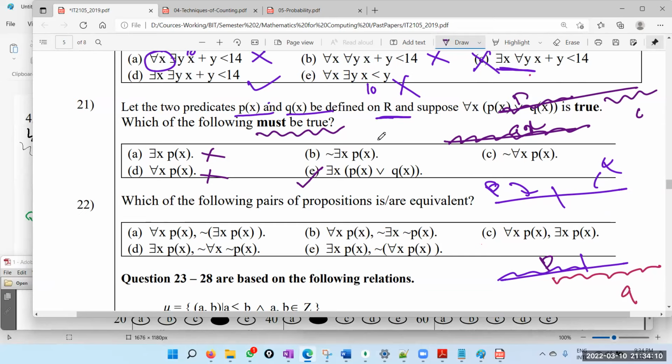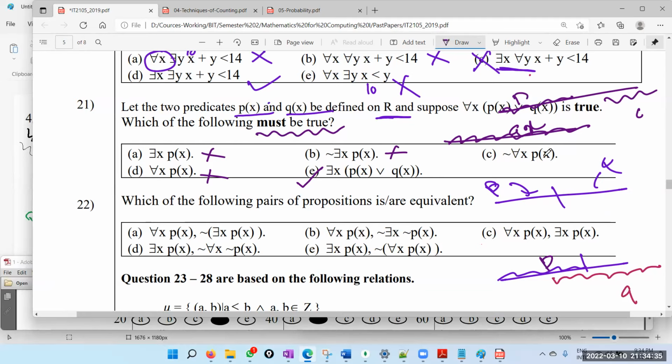Not x is Px. We never know. We can't say it must be true, right? It may be true or it may not be true. We can't say it must be true because it says there are no Px's. Yes, maybe, but we can't say must be true.